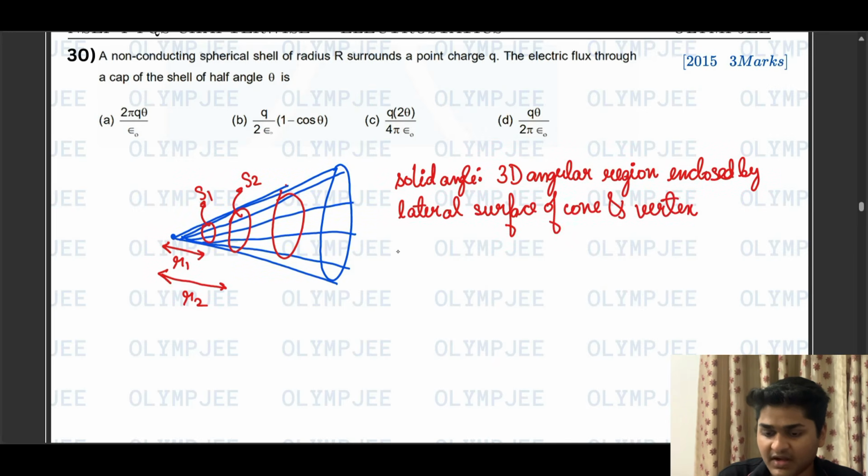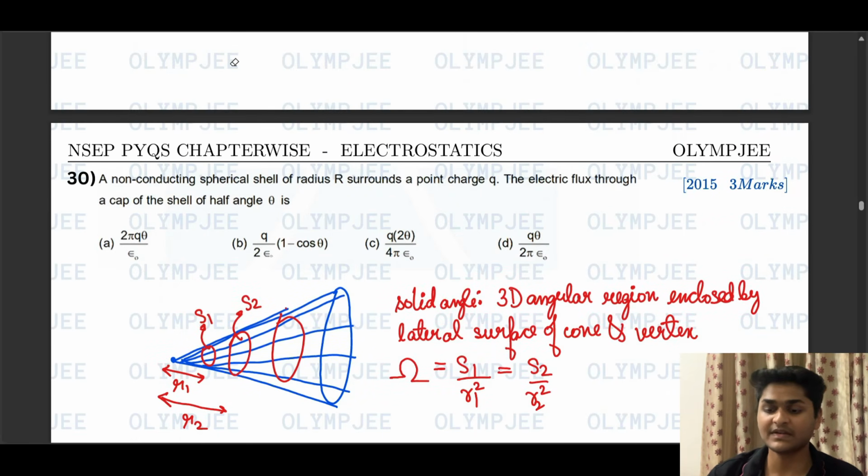And it is represented by the symbol ohm, which is also seen in electric current, where it represents resistance. So here the solid angle is given by the surface area divided by the square of the distance which it is at from the vertex. So this will also be equal to S2 by R2 square. So let us now solve the question.